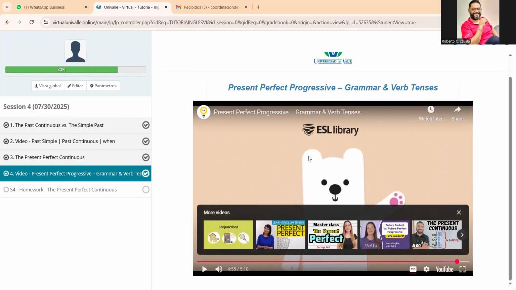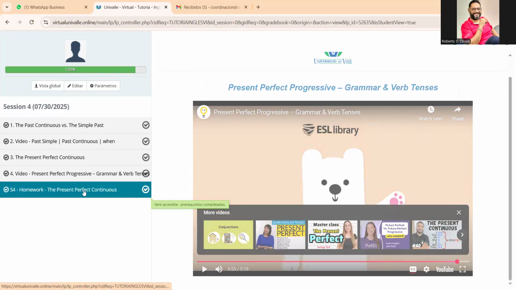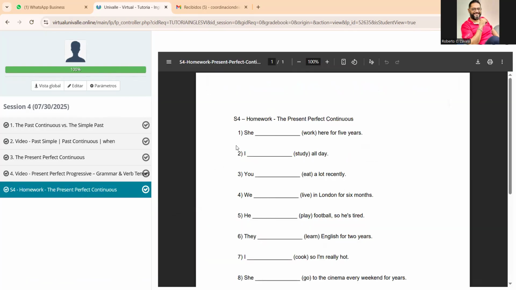So that was a nice little video with some exercises at the end. Let's look at what we have for today's homework. It says present perfect continuous. We're going to add the verb that's in parentheses to make it the present perfect continuous. Remember the formula: have plus been plus present participle.